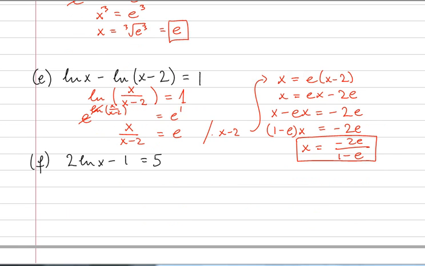And the last problem says this. So you solve for ln x first. And notice in 2 ln x minus 1, this minus 1 is not inside the ln x. So this is ln x, so this is not ln of x minus 1 like this. Okay, so you first have to solve for ln x. So you bring this over to the other side and you get 2 ln x equals 5 plus 1, which is 6.